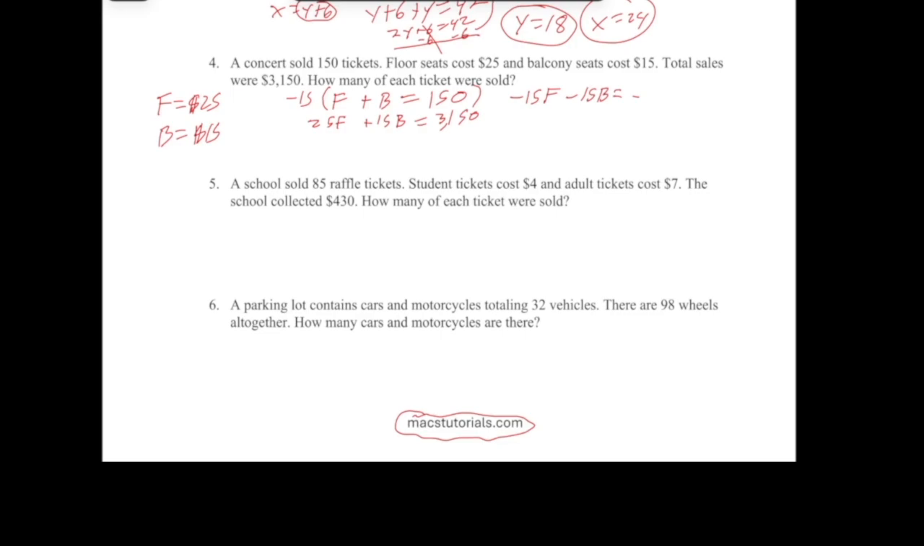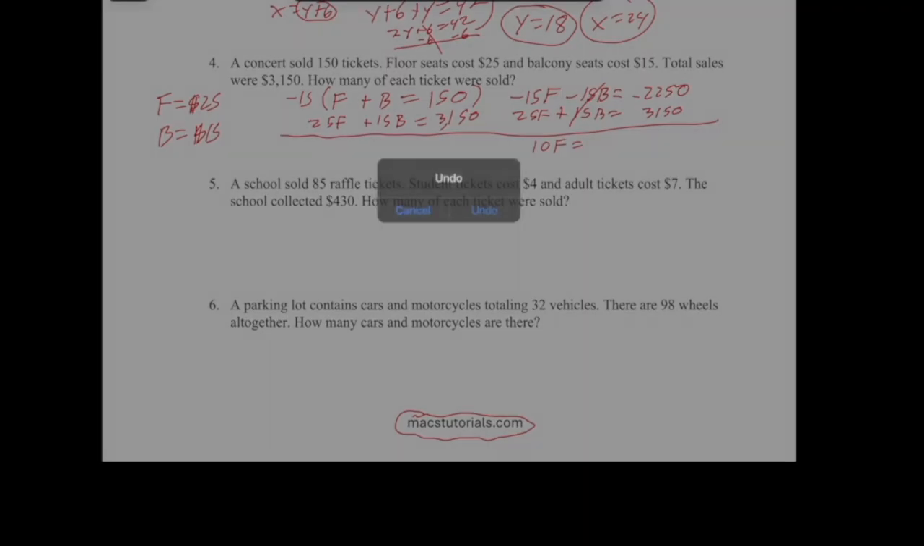And my calculator says it's 2,250. What I'm going to do is just copy the next problem. It just makes it easier to see them up and down. So I'm just going to copy 3150, and boom. And so they die, and I get a 10F equals whatever those two numbers are.